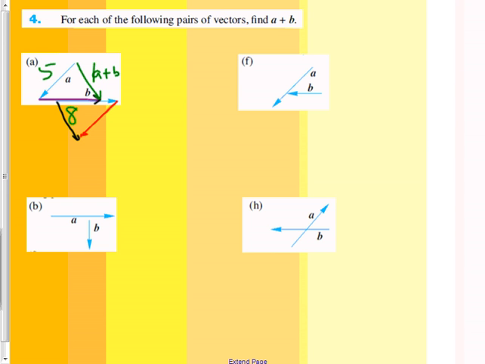Now my question for you is, do they have the same direction, the green one and the black one? Yes, they do. Do they have the same length, therefore magnitude? Yes. If their magnitude and direction are the same, then they're equal. So yes, B plus A is the same as A plus B.